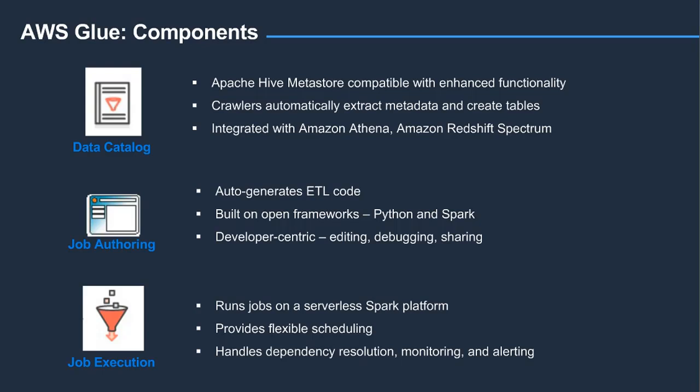But also there's the job authoring and job execution. And this is really great if you want to do things like populate your instance storage on your data warehouse. So Redshift Spectrum could leverage the data catalog to query the data that lives on S3, but there are still times where you may want to load your data onto the cluster. And that's where job authoring and job execution come into play.